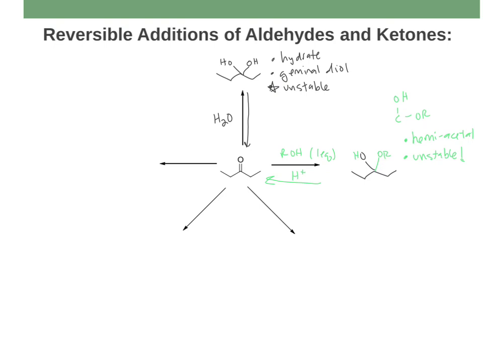Now, a full acetal is stable. So if I have an alcohol, but now I have 2 equivalents at least, or excess, and here I do definitely need H plus as a catalyst to help me form this, what I can do is, instead of having an OH and an OR, I end up with 2 ORs.